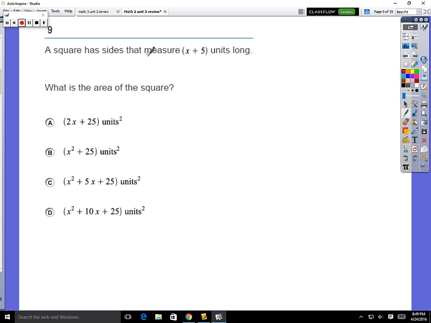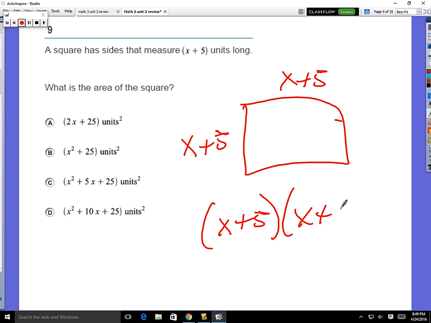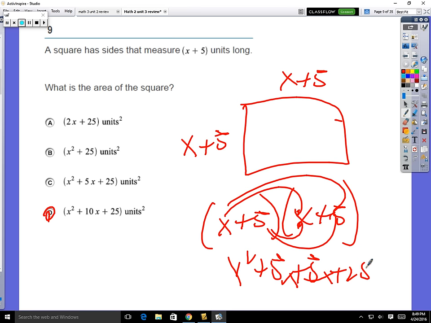A square has sides that measure x plus 5 units long. X plus 5, x plus 5. Area, okay, that's not bad. Area just equals height times width, base times height. So you just do x plus 5 times x plus 5. You distribute, add your like terms, and we're going to go with D. Because x times x is x squared, x times 5 is 5x, 5 times x is 5x, 5 times 5 is 25. And 5x and 5x is 10x.